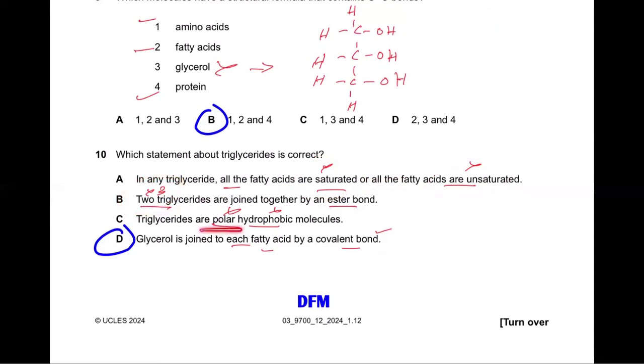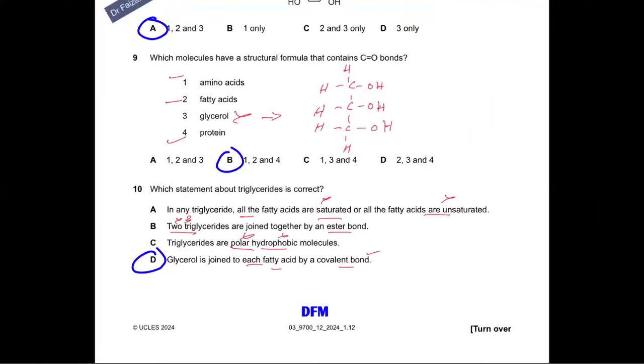Triglycerides are polar? No, they are not polar. Polar and hydrophobic? There's nothing like polar hydrophobic. They are polar as well as hydrophobic? Again, polarity is not there because triglycerides are non-polar. Glycerol is joined to each fatty acid by a covalent bond. Yes, that's a covalent bond that attaches them to the glycerol chain. So question 10, the answer is D.